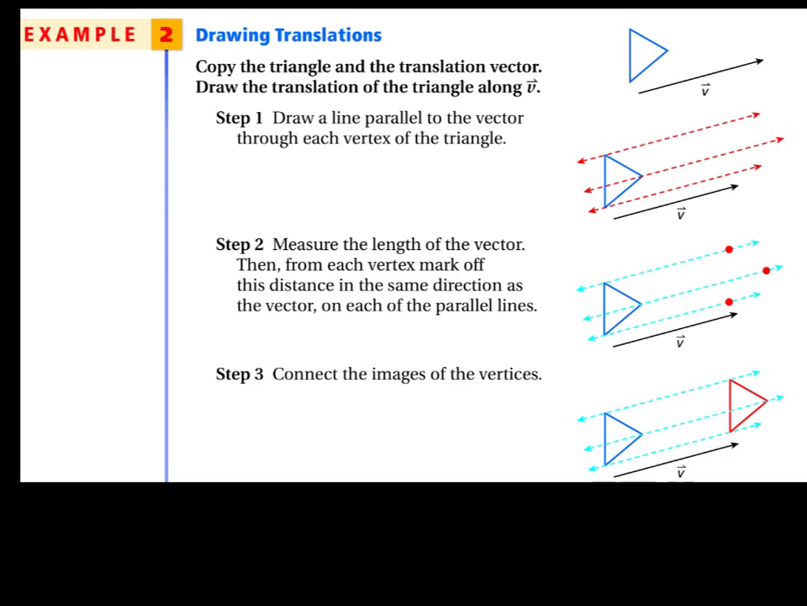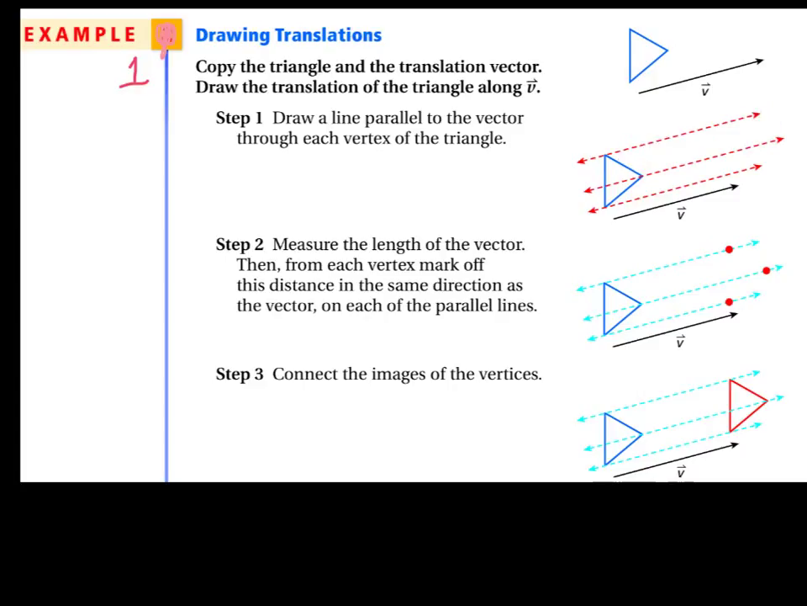So if we just look at an example, and this is actually example 1, example 1 says, copy the triangle and the translation vector. Draw the translation of the triangle along vector V. You'll notice that is the symbol for a vector. So here's our blue shape. This is the pre-image. Here's our vector. Each of our lines has to be parallel to our vector. So we're going to draw a line parallel to the vector through each vertex of the triangle. Notice that here's our vertex. We have 3 of them. We have to move all 3 points along that vector.